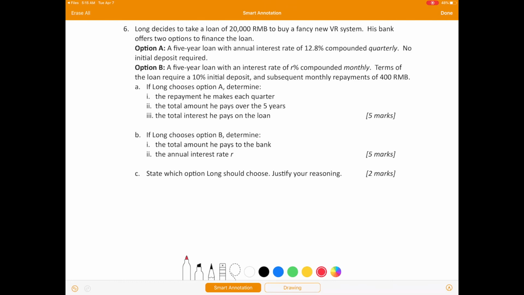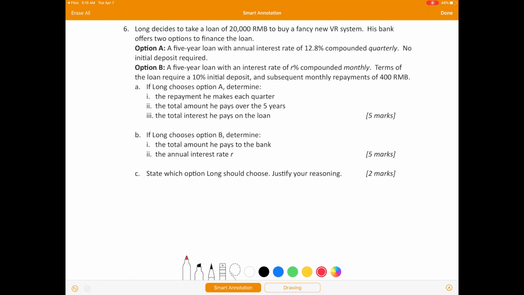Long decides to take a loan of 20,000 RMB to buy a fancy new VR system. His bank offers two options to finance the loan. Option A is a 5-year loan with an annual interest rate of 12.8% compounded quarterly, no initial deposit required. And option B is a 5-year loan with an interest rate of 4% compounded monthly. Terms of the loan require a 10% initial deposit and subsequent monthly repayments of 400 RMB.